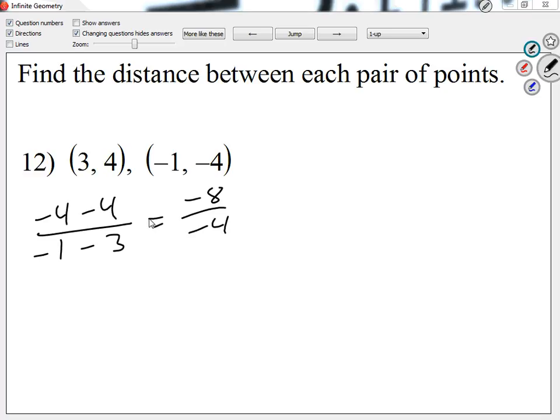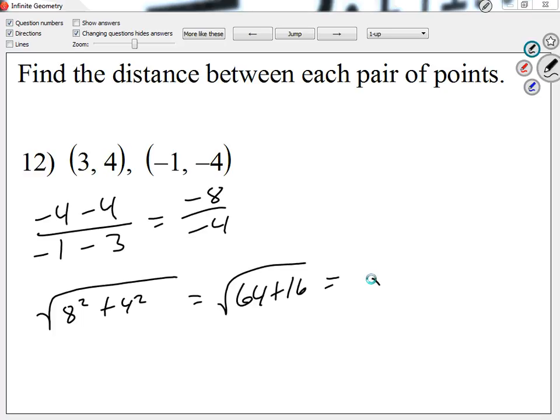Right, did I lose anybody? No, we're good? Back in the slope, they will tell you simplify your fraction, right? With the slope, but with the distance formula, don't. For the distance formula, I'm going to get the square root of 8 squared plus 4 squared, right? Do not simplify your fraction. So that is the square root of 64 plus 16, which is the square root of 80. You guys with me?